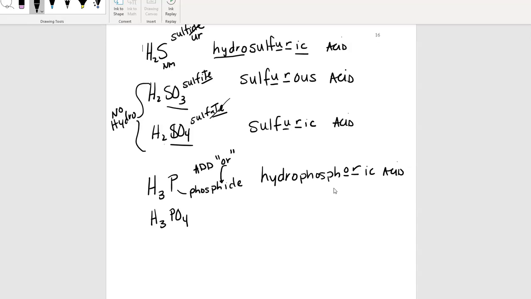And for this one, I have a polyatomic. And this polyatomic is called phosphate, because it has more oxygens. And with those more oxygens, I'm not going to name the hydro, but I'm going to take that ending off and put IC, but I still have to add those 2 letters back on. So it almost looks like this first one.